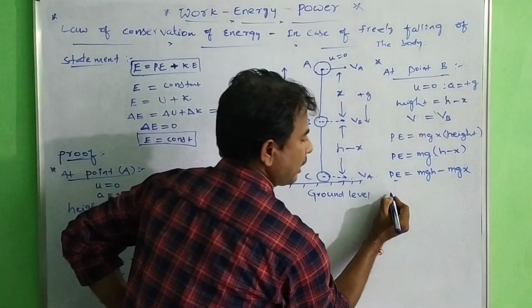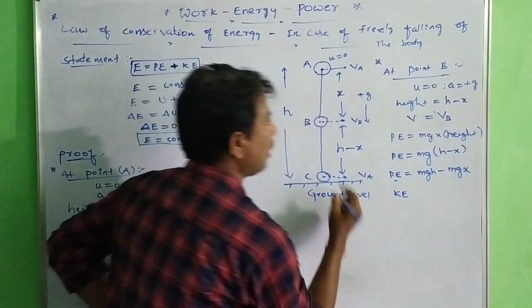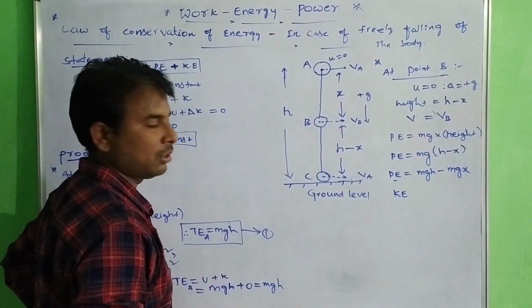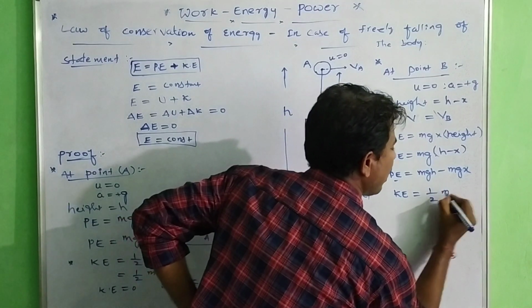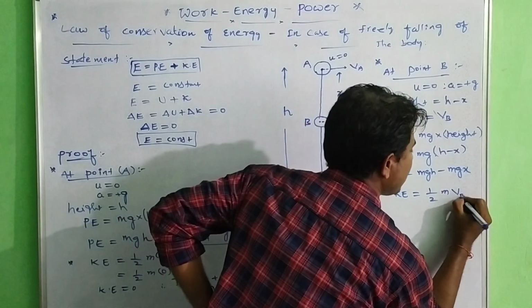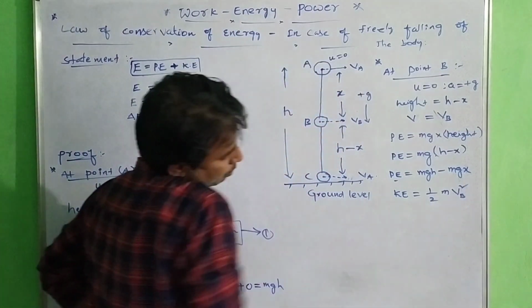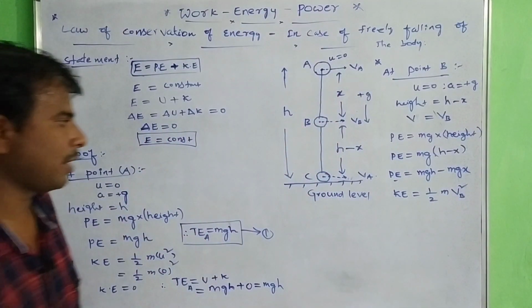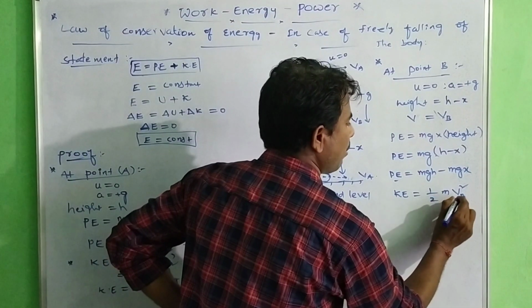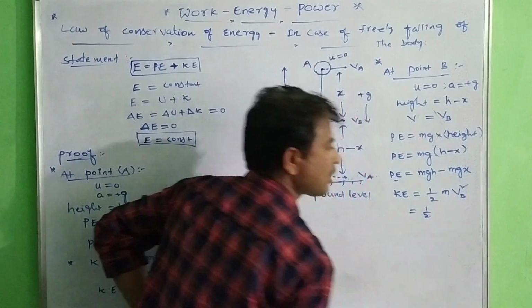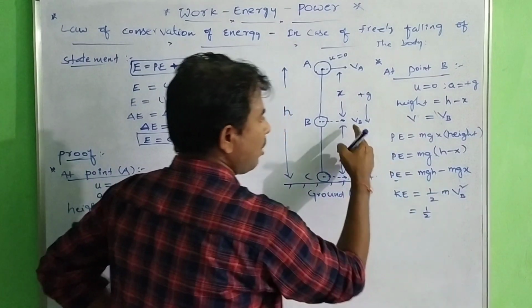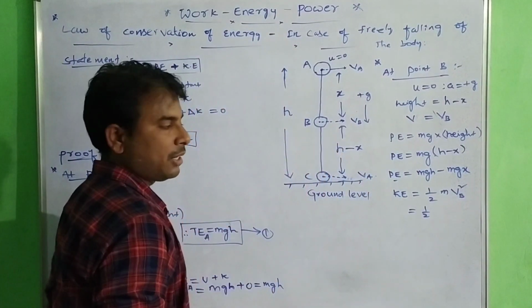Now calculate the kinetic energy of the body, or the ball. Kinetic energy K equals half m Vb square, where Vb is the velocity at point B.